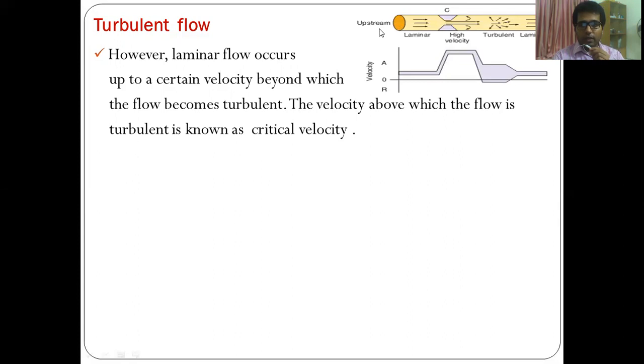Here you can see there is a tube and the fluid is flowing through the tube.